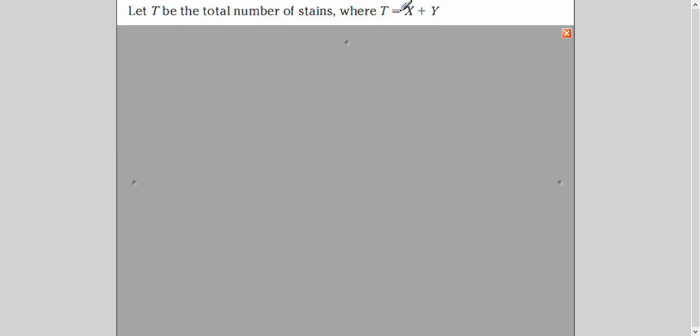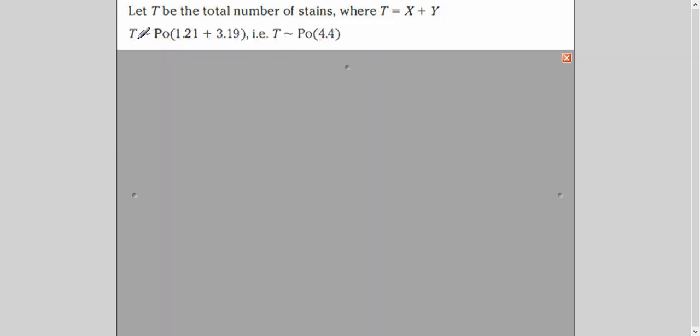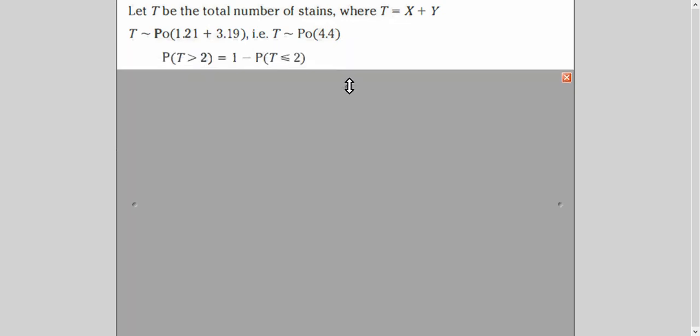I'm calling it T equals X plus Y. So the distribution of T will be Poisson 1.21 plus 3.19. So you got lambda 4.4. And now this is your question. T is greater than 2, right? In Poisson distribution, we know that there is no upper limit. So whenever the question is saying greater than or greater than or equal to something, we always subtract from 1. So that's why we are doing 1 minus the probability of T less than or equal to 2. Why equal here? Because T equal to 2 is not included in the greater than.